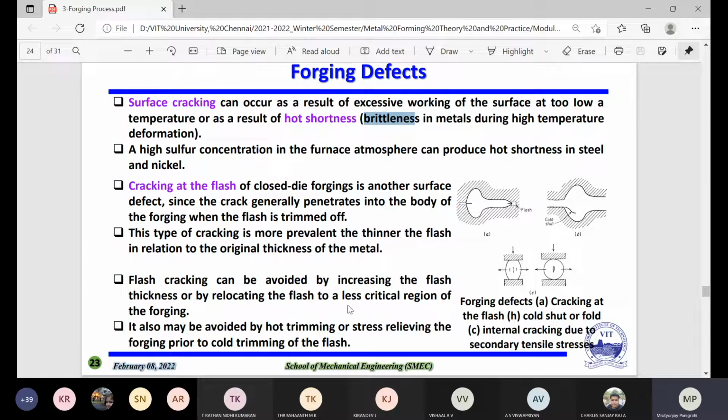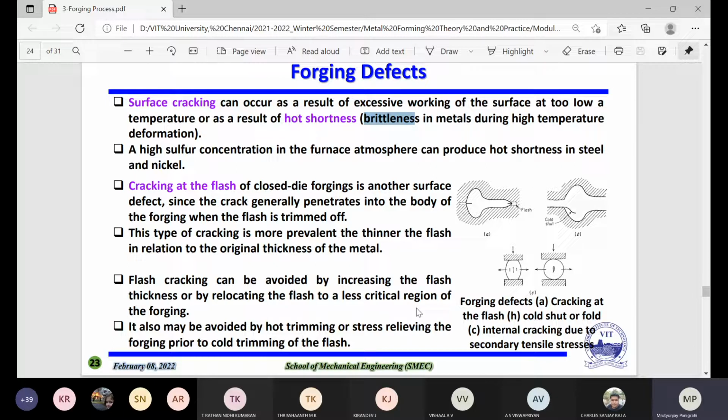And flash cracking can be avoided by increasing the flash thickness or by relocating the flash to a less critical region. So, three things I told. One is you have to find out what crack you are getting, or its formation. Second is how it is being created. Third is how you have to solve it. So how will you solve it? You have to increase the flash thickness, if it is very thin. And second is by relocating the flash to a less critical region.